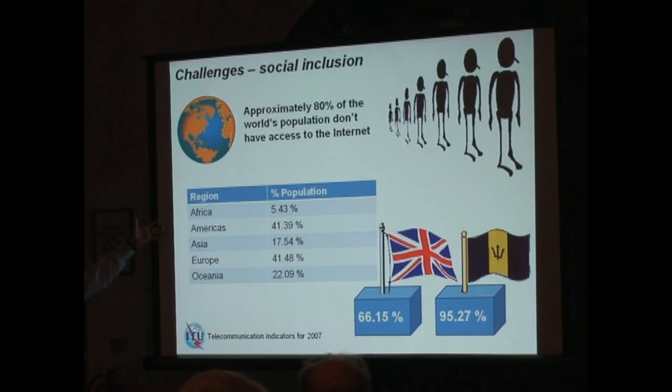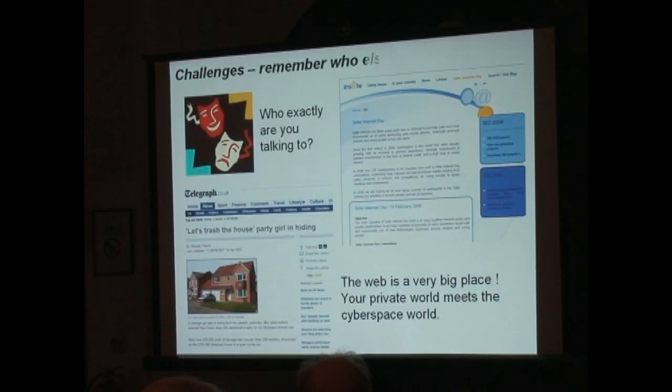access to the internet, and we look at Asia and Africa and we see how low the figures are compared to the Americas and Europe. And in the UK, supposedly some 66% of the population have access to the internet, and I can't remember which flag that is. It's one of the Caribbeans, it's either Bahamas or the Barbados flag. They have the highest concentration of all. 95% of the population have access to the internet.